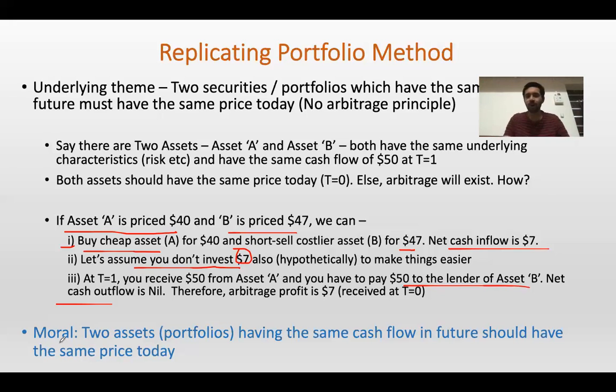So finally, the moral is, if there are two assets, or instead of assets, you can also have portfolios. If there are two portfolios which are having the same cash flow in future or the same cash inflow in future, they must have the same price today. If they do not have the same price, then there will be an arbitrage profit. And that is what we actually saw over here as to how arbitrage profit can be earned. This is actually the underlying base or the underlying logic for replicating portfolio. And this is also the underlying logic for the put call parity equation.